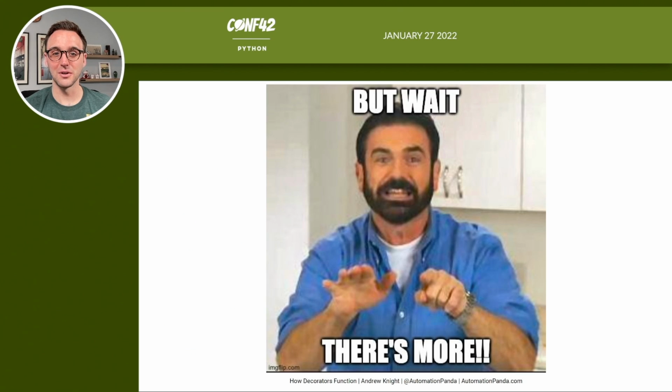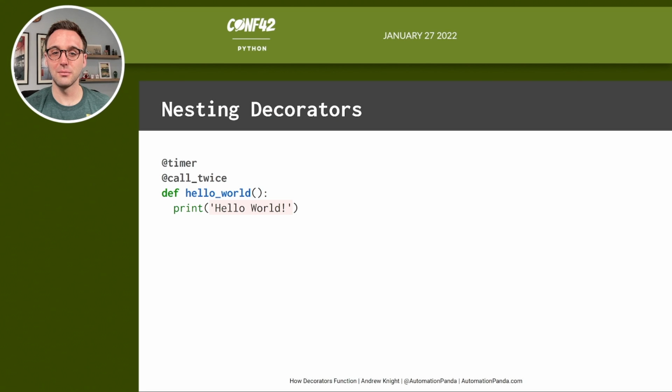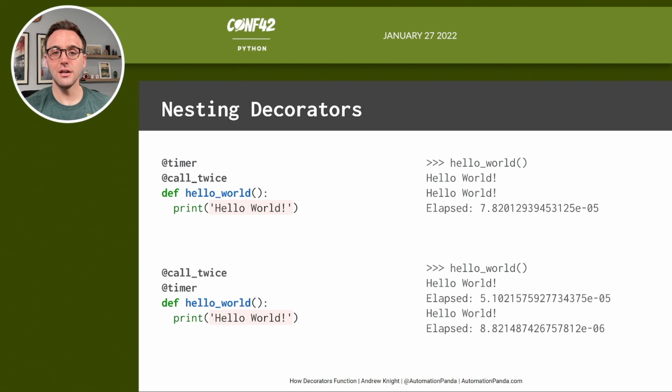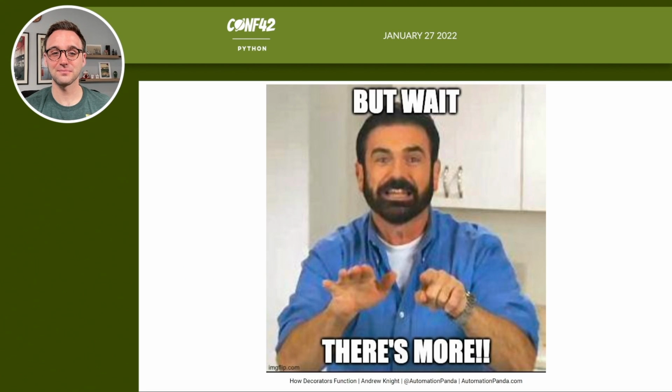Oh wait, there's more. You can also add more than one decorator to a function. This is called nesting. Order matters. Decorators are executed in order of closeness to the inner function. So, in this case, call twice is applied first, and then timer is applied. If these decorators are reversed, then each inner function call is timed. Cool! But wait, there's more.